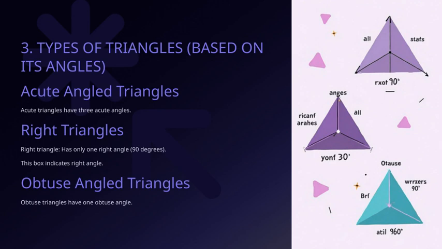Finally, we encounter obtuse angled triangles. These triangles contain 1 obtuse angle, which is greater than 90 degrees, but less than 180 degrees.